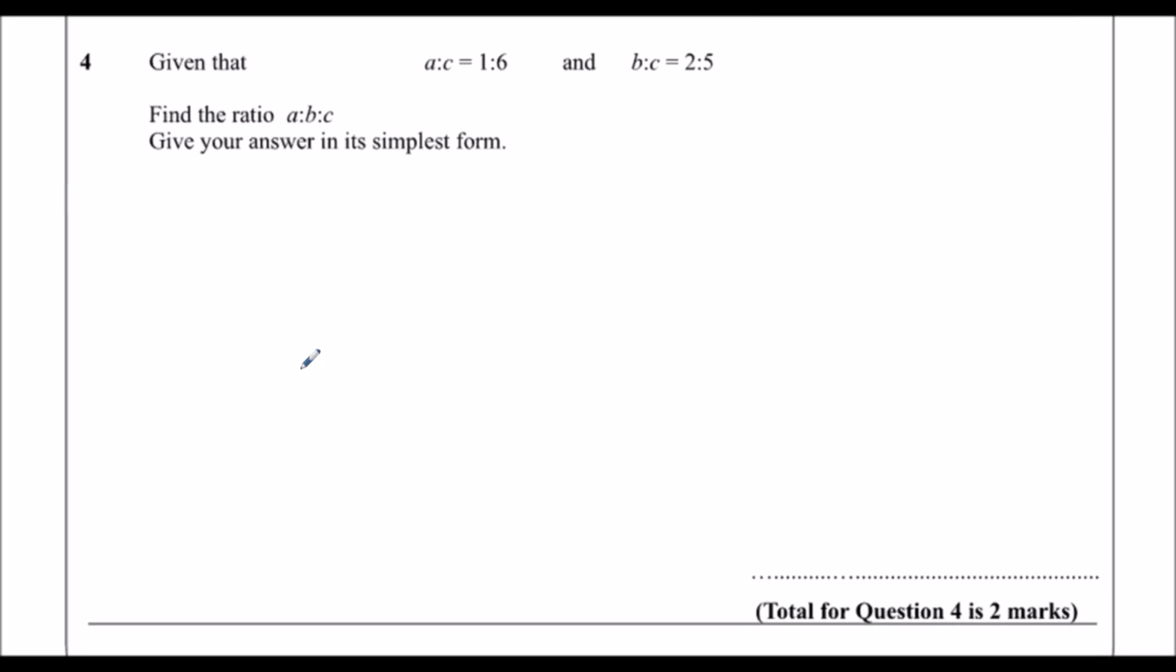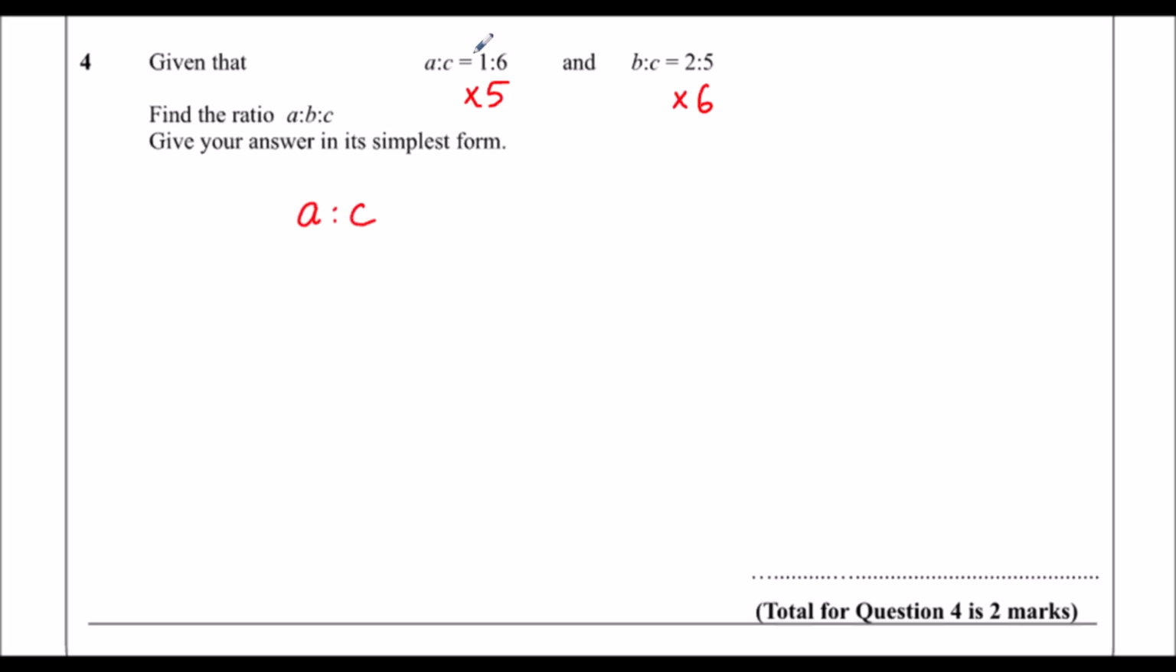Question 4. Given that a to c is 1 to 6, and b to c is 2 to 5, find the ratio a to b to c. Give your answer in its simplest form. So we've got a to c and b to c. They've both got a c in them. So to make this into one ratio, we need to make those c's the same. So we've got a 6 and a 5. To make them the same, we'll multiply our first ratio, the one with a 6 in it, by 5, and the one with a 5 in it by 6. So then both the c's will be 30.